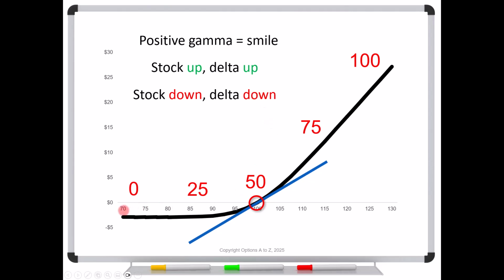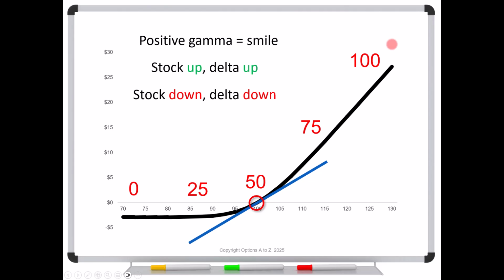So let's check it. As the stock moves up, going in this direction, we go from 0, and then up here we get into 25. Stock up, deltas up. We went from 0 to 25. As the stock continues higher, we go from 25 to 50. Deltas are increasing. Stock up some more, we increase our deltas. Stock up some more, we increase our deltas.